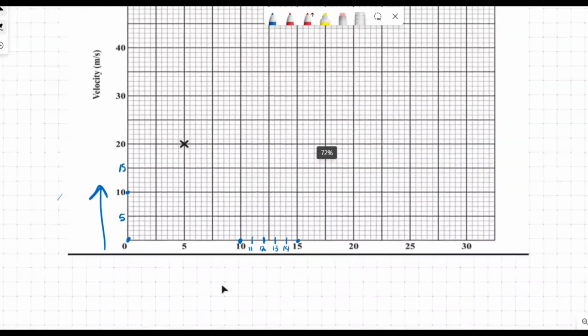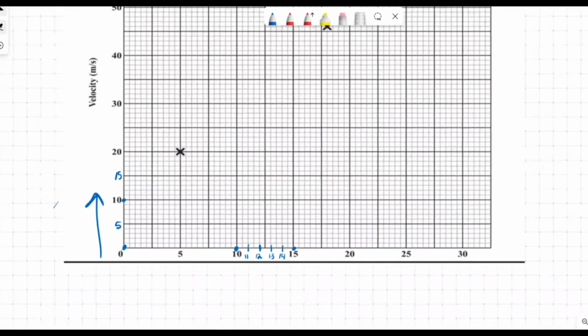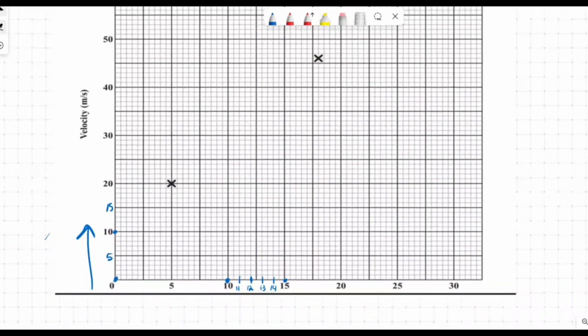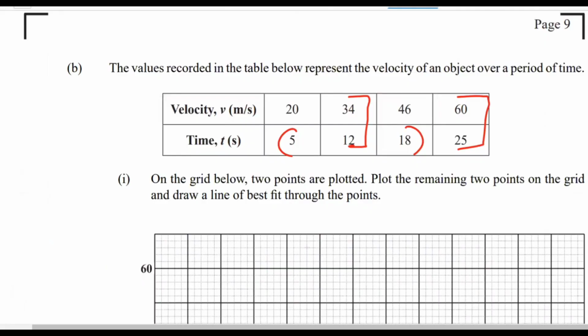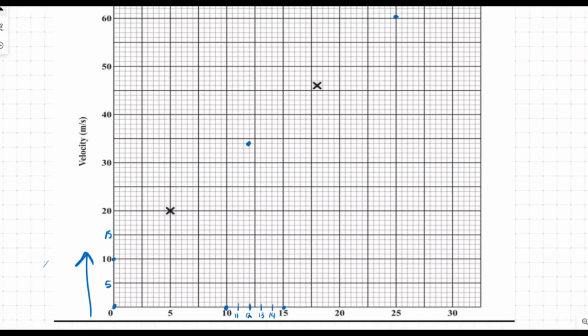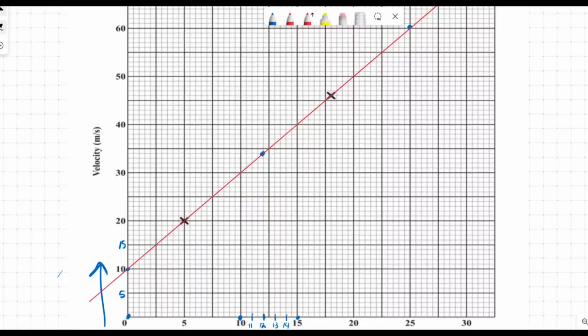So let us plot 12 with 34. So I could follow the 12, go up, 12 with 34. So 12 with 34 is going to be right here. That's 12 with 34. And the next one is 25 with 60. And they said, draw the line of best fit. So a line of best fit right there. So we just simply plot the points and draw that line. Let's go back to the diagram to see what we have.